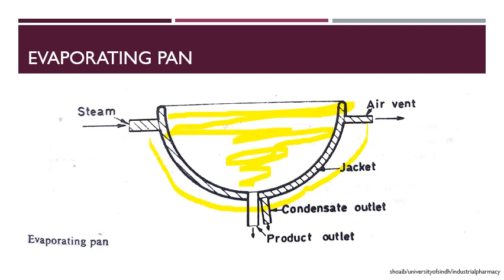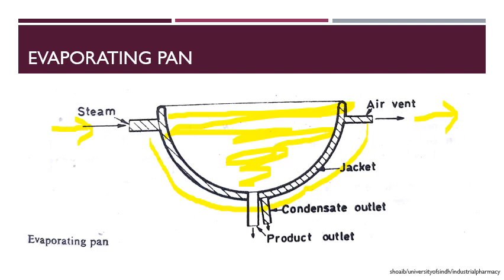Now, how will it be heated? It will be heated through steam, which will come through this channel. It will go inside and will be distributed throughout the pan. Into the body of the pan, our product will be present. Now here there is the air vent. As steam is coming, it is heating the pan, and the air will be going out from this air vent.